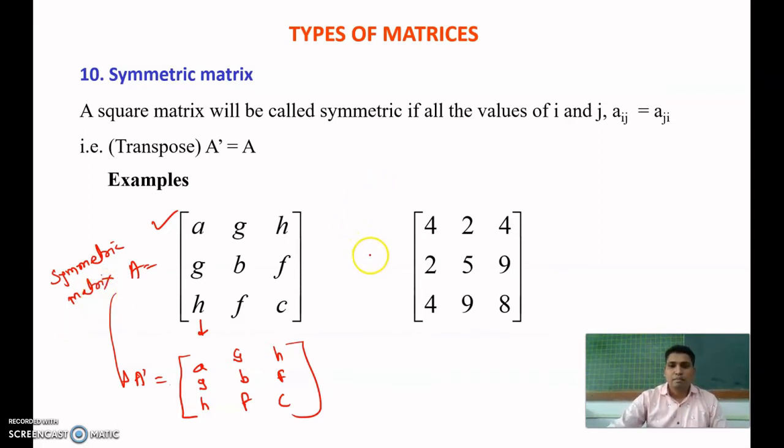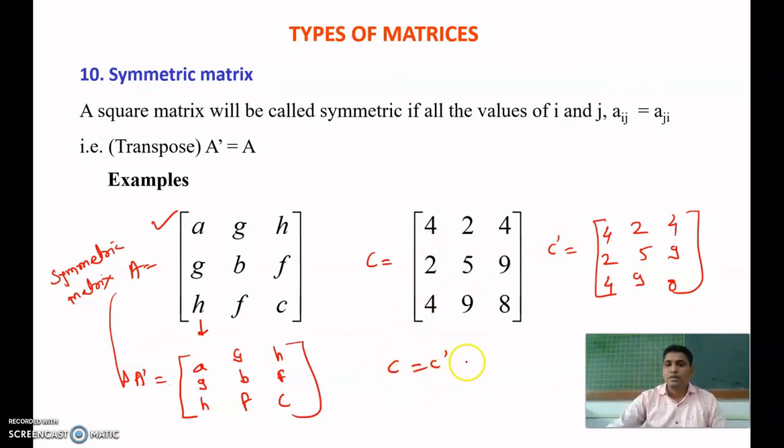This is another example. Suppose this is my matrix C. I transpose it now. After transposing it, you will find that both are equal. So C and its transpose are both equal. That means these matrices are symmetric matrices. So that is all about the symmetric matrix.